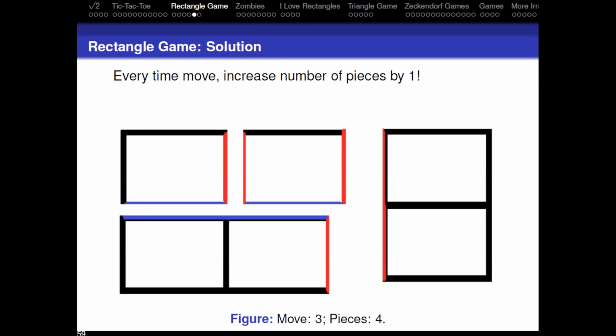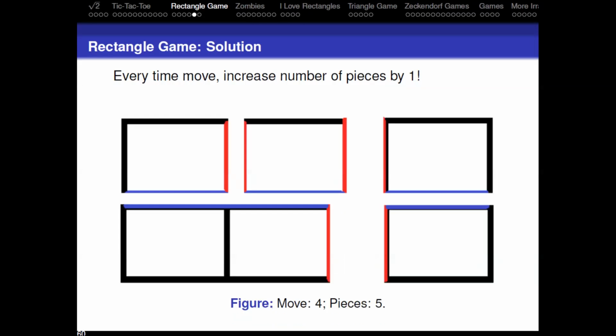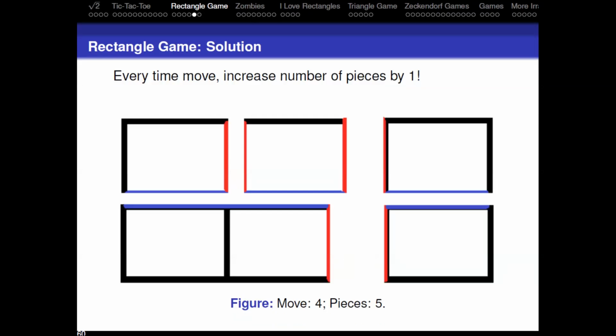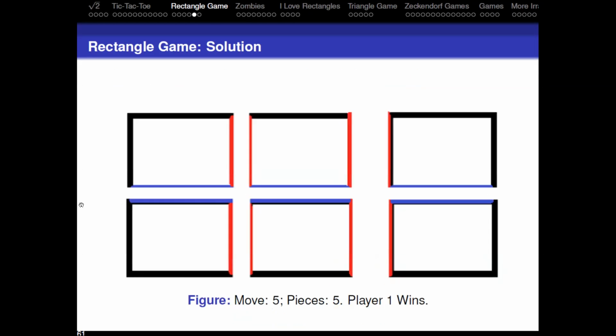After 3 moves, there are 4 pieces. After 4 moves, there are 5 pieces. After 5, oops, there's a typo. This should be 6 pieces here, not 5. 6 pieces. Right. So the number of pieces is always one more than the number of moves. So every time you have a move, one way to view this problem is you're breaking it up into smaller and smaller blocks. You increase the number of pieces by 1.